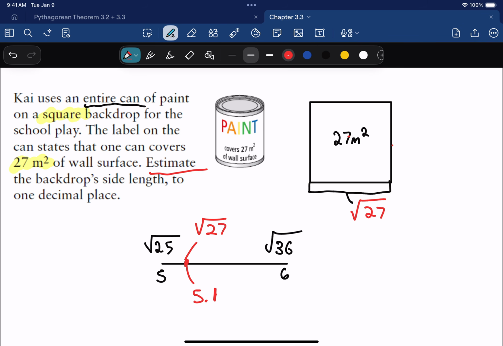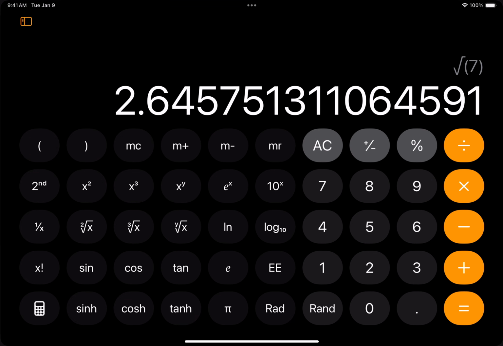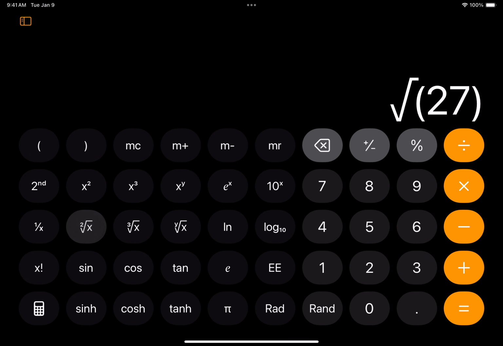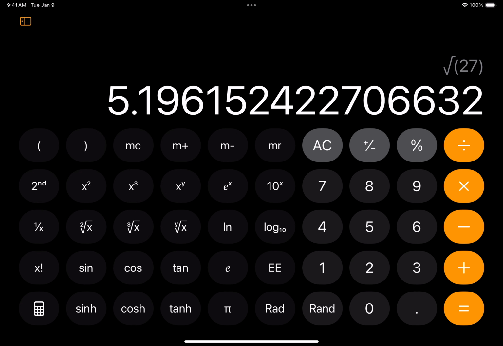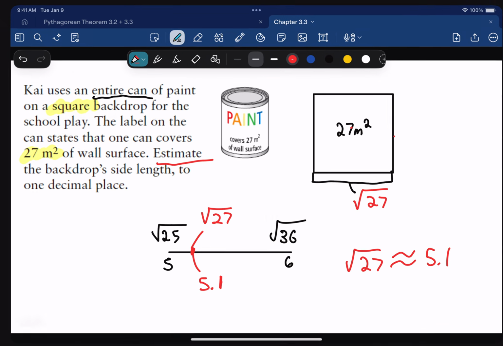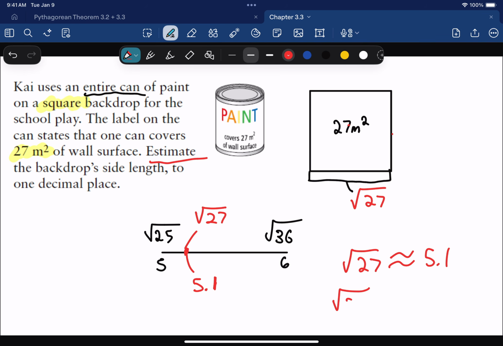So they're just looking for an estimate. So we could say square root of 27 is approximately 5.1. And now why don't we just check our answer in here? And we see it's 5.19. Okay, so pretty much 5.2. So my estimate was close, but the actual answer is 5.2, I would say, with rounding. So there we go. That is how we do it. So make sure you let me know if you have any questions, and we will talk to you soon.